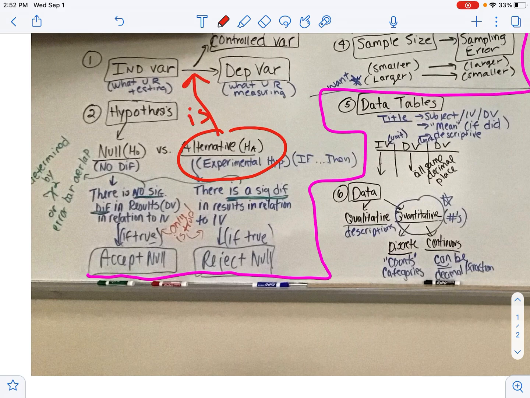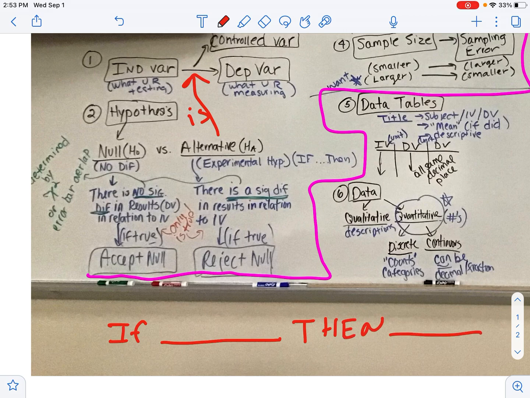These two are going to say that there is a difference. The independent variable is causing a difference in the dependent variable. The only difference is that the experimental hypothesis is how we write it for an experiment, where we write it as an if-then. And a lot of people have trouble with that. I say just try to think of it like if and then. And just remember, you're basically saying your independent variable.